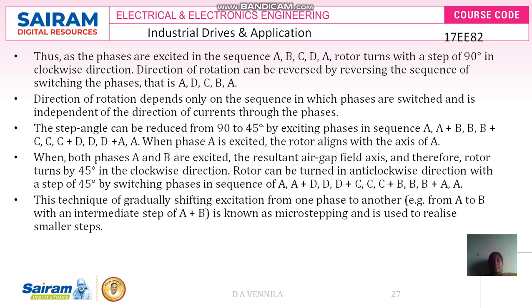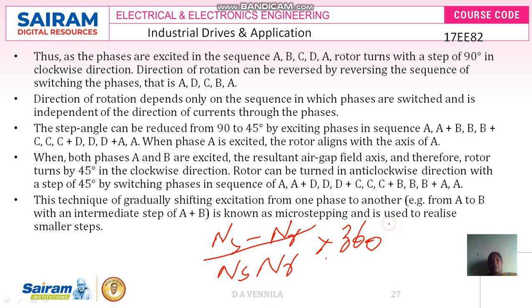To find the step angle: (Ns minus Nr) divided by (Ns into Nr), into 360 degrees, where Ns is the number of stator poles and Nr is the number of rotor poles. This gives the step angle. The stator has 4 poles and the rotor has 2 poles, so 4 minus 2 divided by 4 into 2. Here the step angle is 90 degrees.